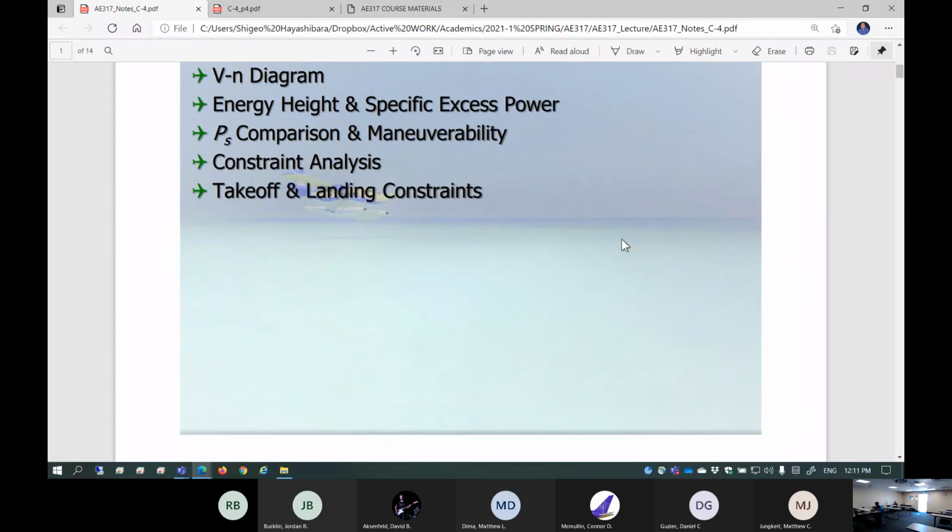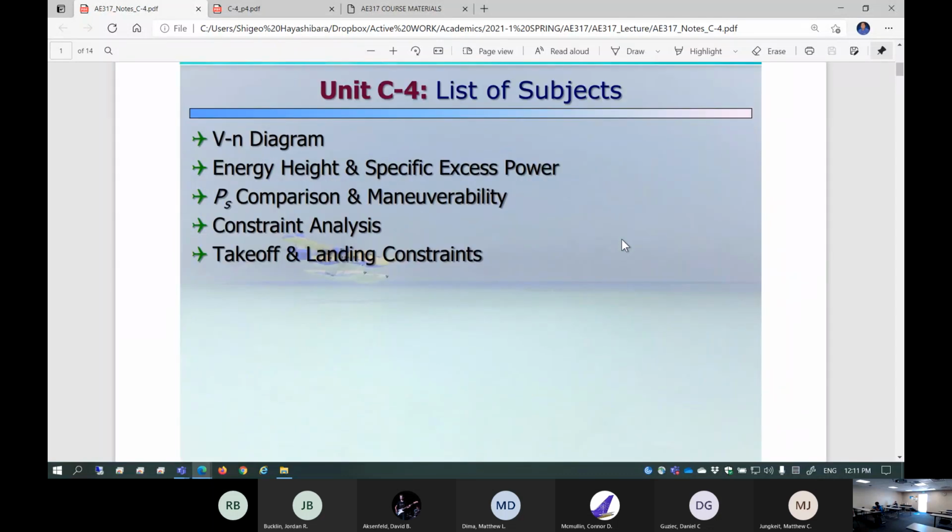Of course, when you design your airplane, you have to take a look at the V-n diagram. So the subjects here: I'm going to cover the V-n diagram, energy height, and specific excess power. Those are the required engine excess power for your maneuvering and also climbing. Climbing, maneuvering, acceleration, all of those things require excess power. If you don't have any excess power, the only thing you can do is sustained level flight. That is going to limit how high you can climb. That's called energy height.